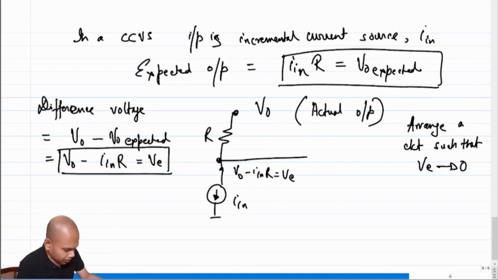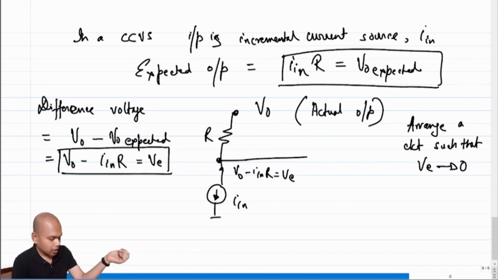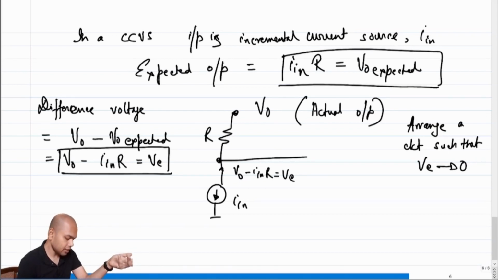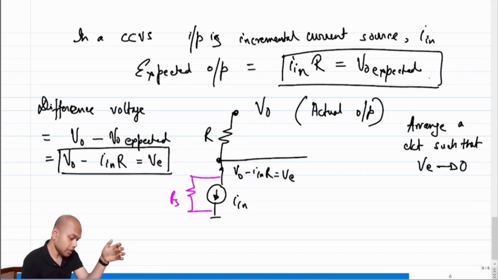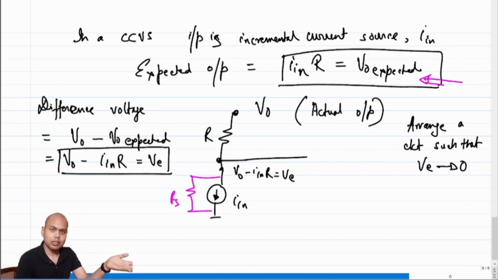Okay. So what do we need to do? Again, let me remind you of the fact that with a current controlled voltage source, when we have this I in, it might have an RS. If we have a proper current controlled voltage source, this relation should hold even if you have an RS. That's the whole purpose of putting a current controlled voltage source, right?